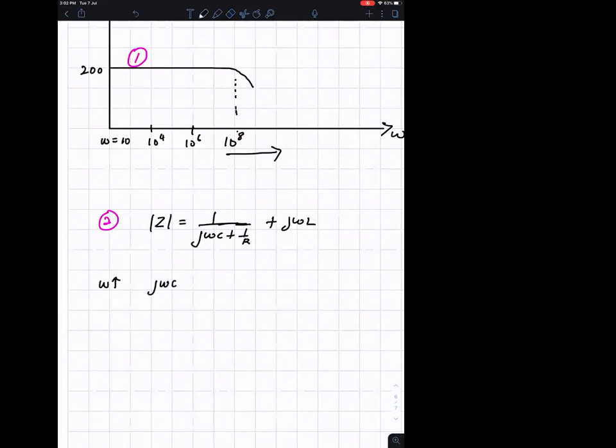j omega C will be going up, it is also increasing. But the resistor is not affected. Therefore, j omega C increases while the resistor is constant. So it's going to be getting very, very much bigger than 1 over R, right or not? So the impedance due to the capacitance is going to dominate.